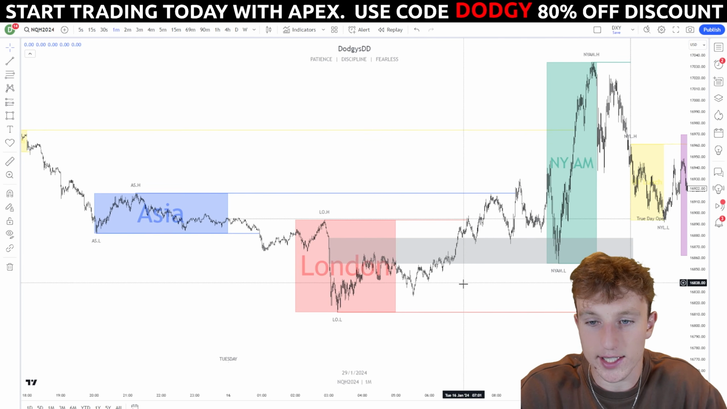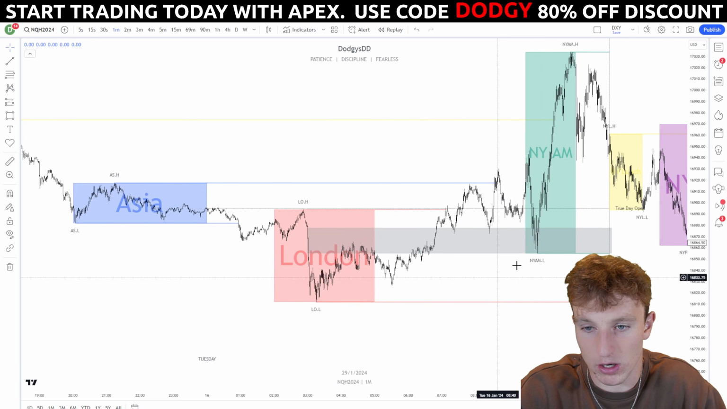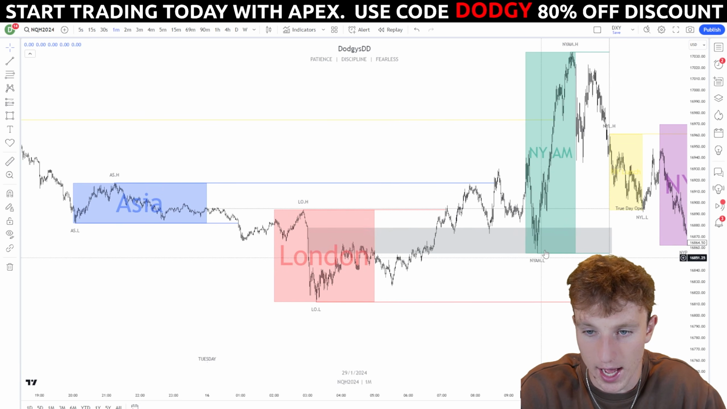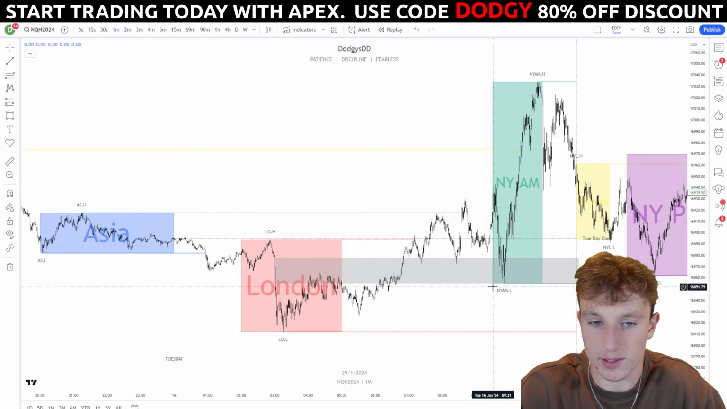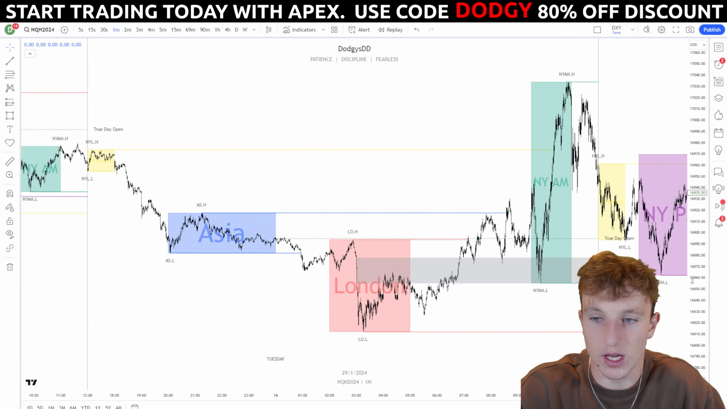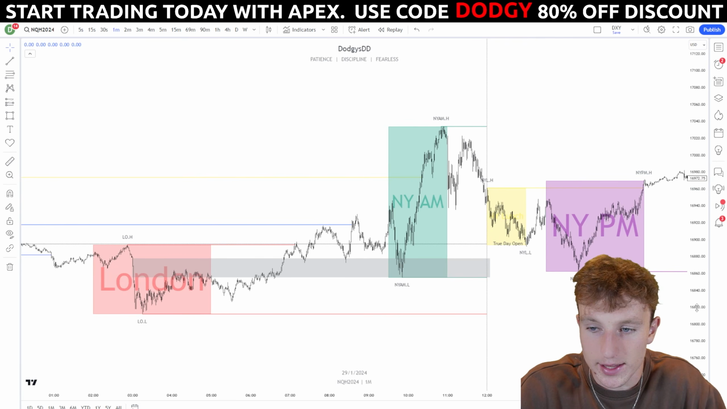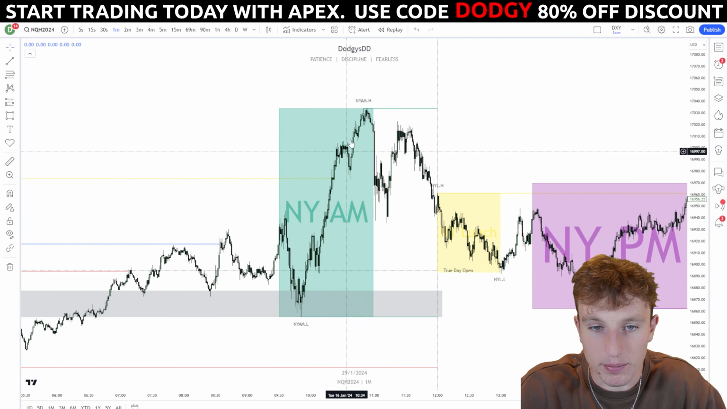And does price go and take out those London lows before New York opens? No, it does not. So we do not want to expect New York to continue lower. We want to expect it to reverse because we inversed this. So you're going to see that's what happens. And we got really good price action this day.